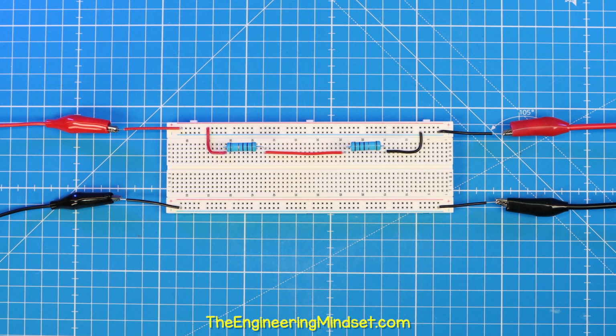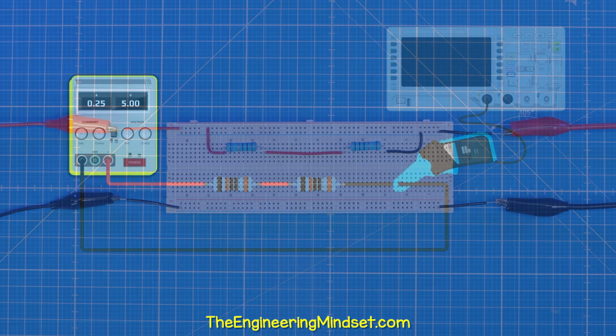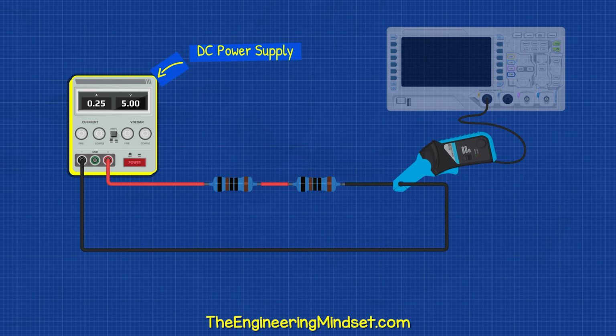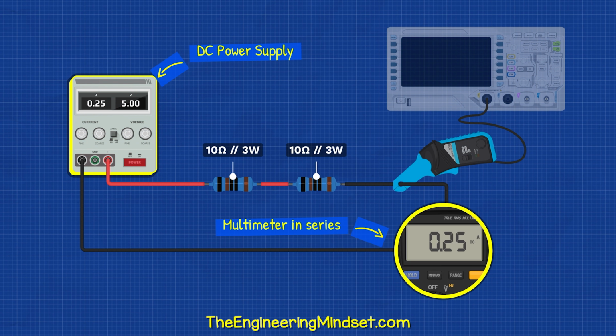For this example, I'm using two 10 ohm resistors in series. I'll supply the circuit with 5 volts using a DC power supply. I'm also going to connect a multimeter in series with the circuit, just so we can see the values a little easier. You don't have to do this last part.